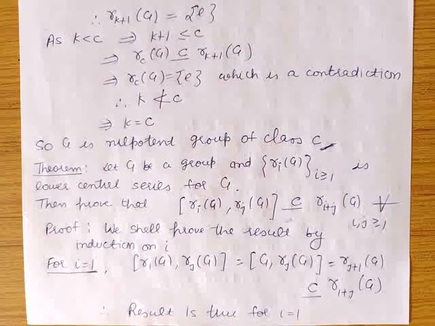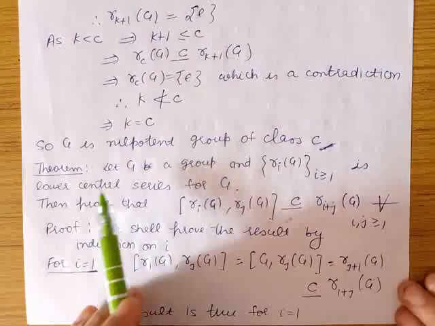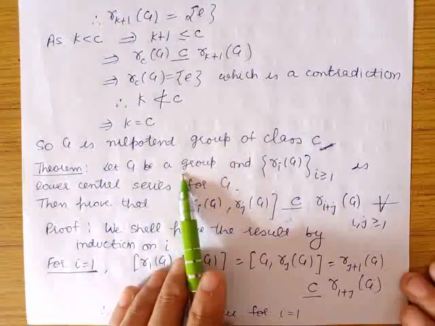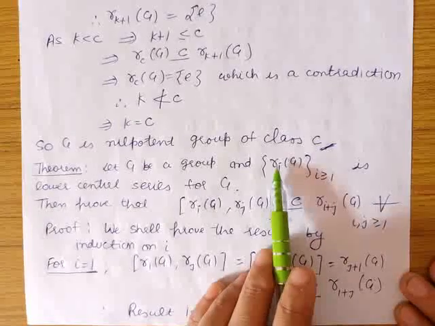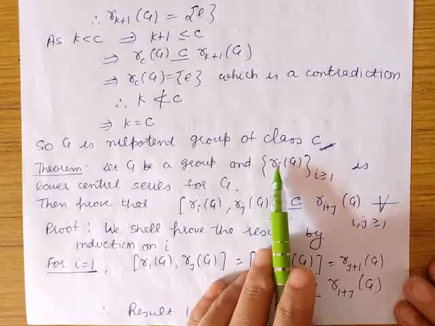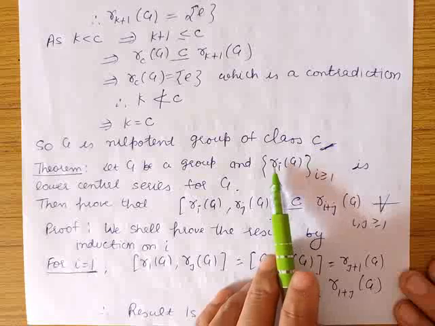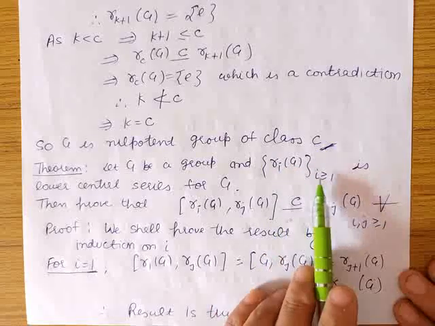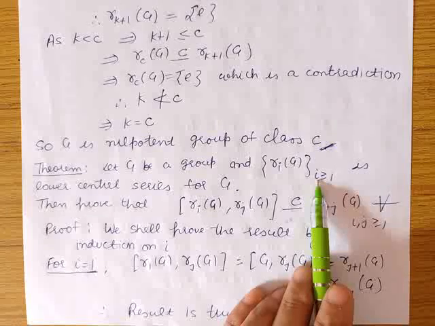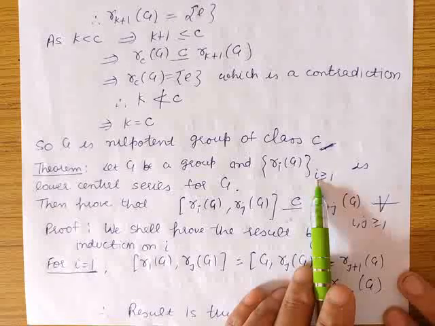Good morning, students. Our next theorem is, for a group G, we have a sequence of subgroups of G, which is denoted by γ_i(G). Here, i is greater than or equal to 1. This is the lower central series for the group G.